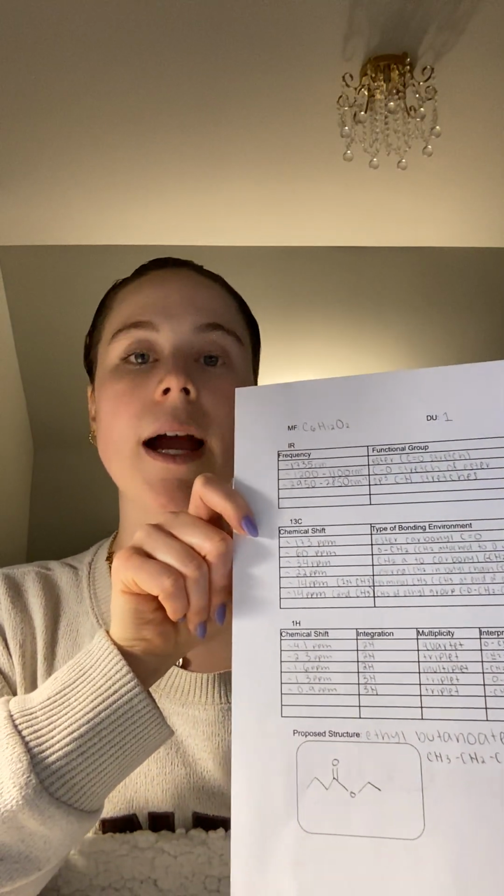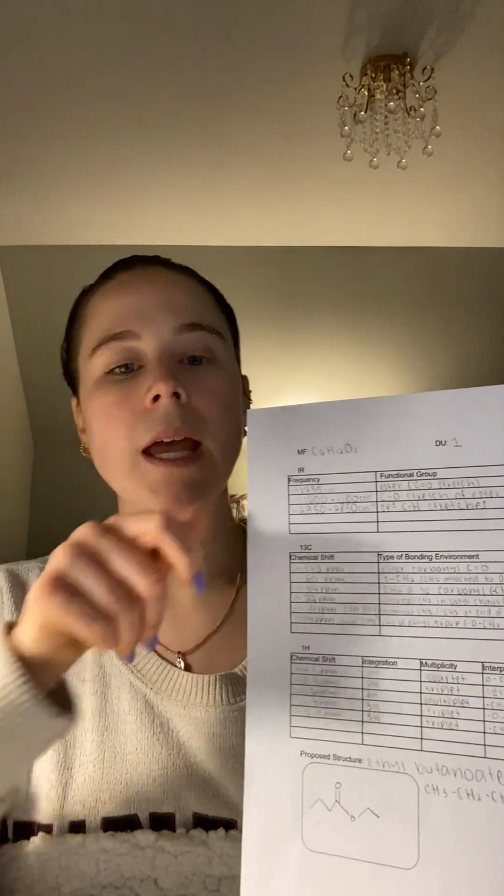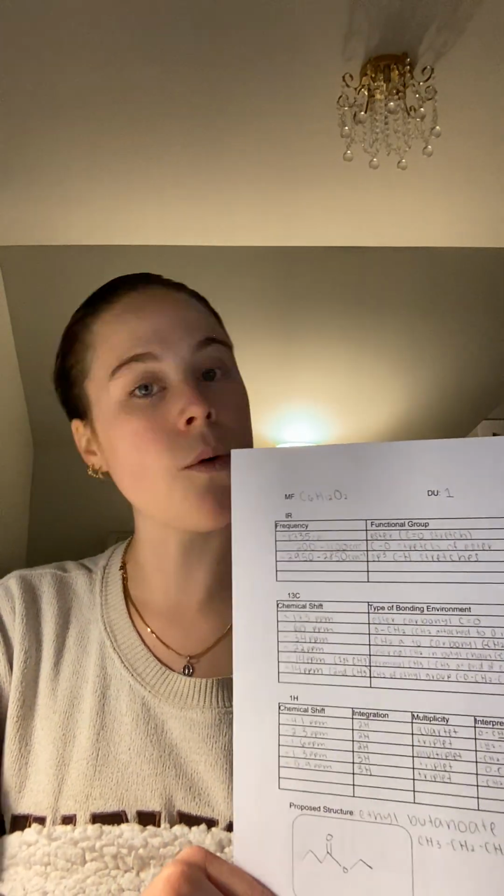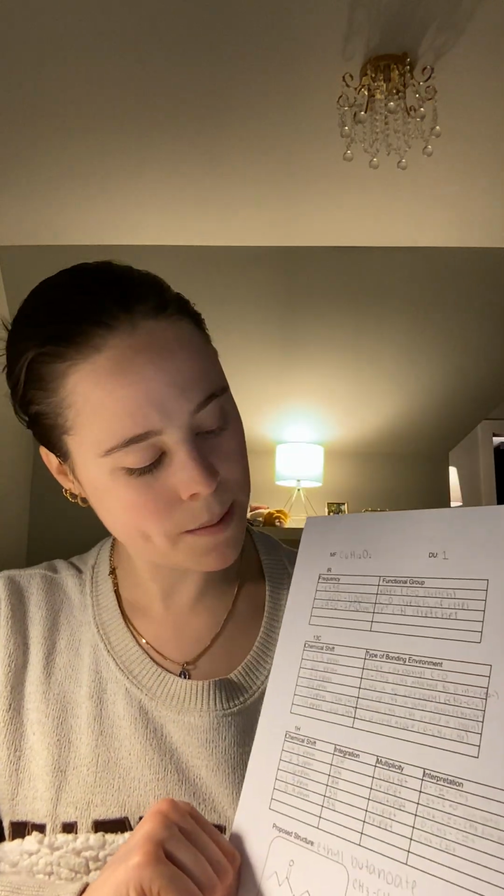At about 2950 to 2850, we have sp3 carbon bonded to hydrogen stretches. So this shows that alkyl groups are present. My IR table strongly supports the presence of an ester, and also there is no broad oxygen single bonded to hydrogen stretch, so this would then indicate that there is no alcohol or acid present. So next I will show my 13C table.